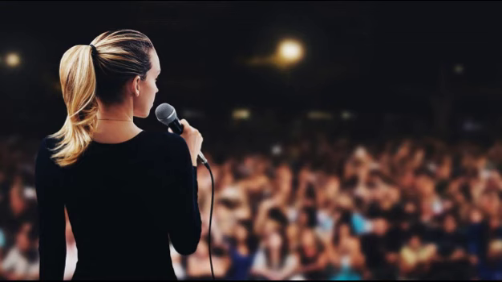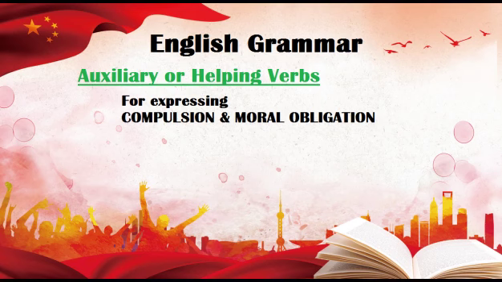If you are well versed in English grammar, it means you can easily communicate what you have in your mind to the people you are addressing, you want to talk to. Today we are going to learn an important grammar structure, and you can say a very important auxiliary or helping verb that shows your compulsion, that shows the obligation, and that shows that you are morally bound to do something.